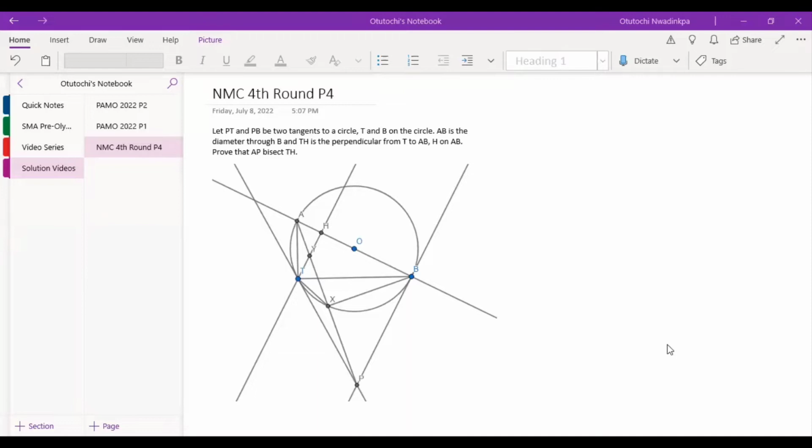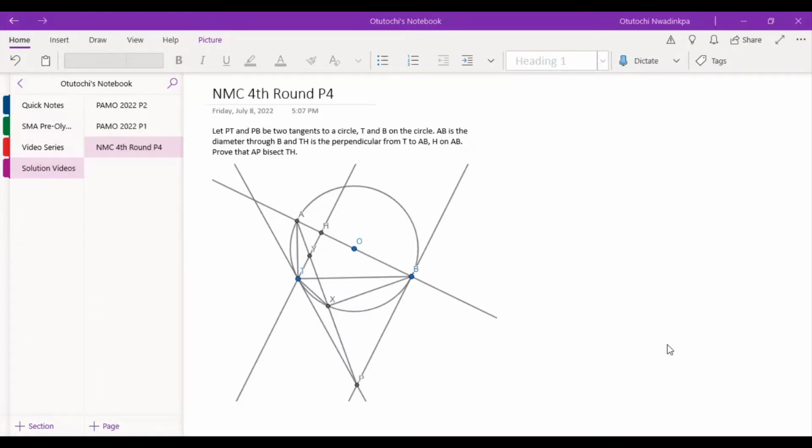So in this geometry problem, you are given PT and PB as tangents to a circle and point A as the point diametrically opposite B. Also, H is the foot of T on AB, and then you're asked to prove that AP bisects TH. So I have a diagram of it here, or a construction of it here. I'll be working with this.